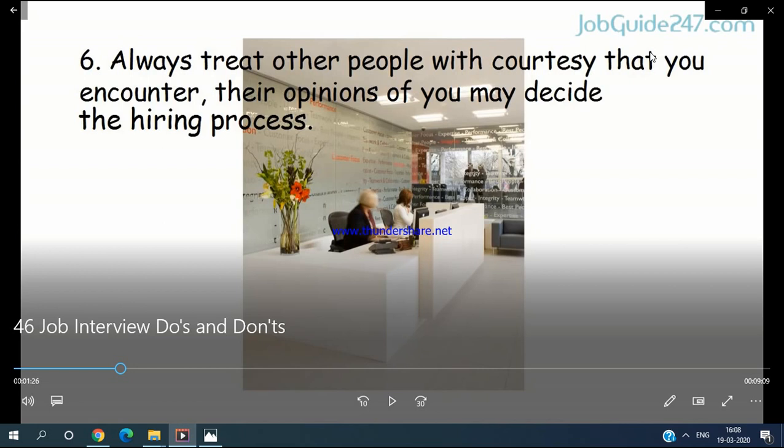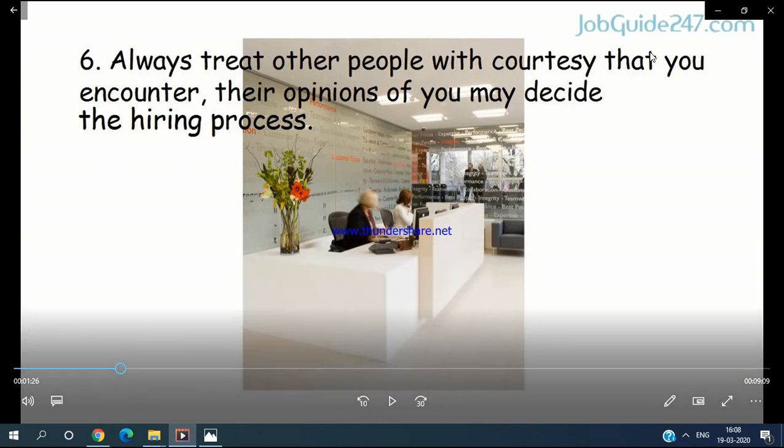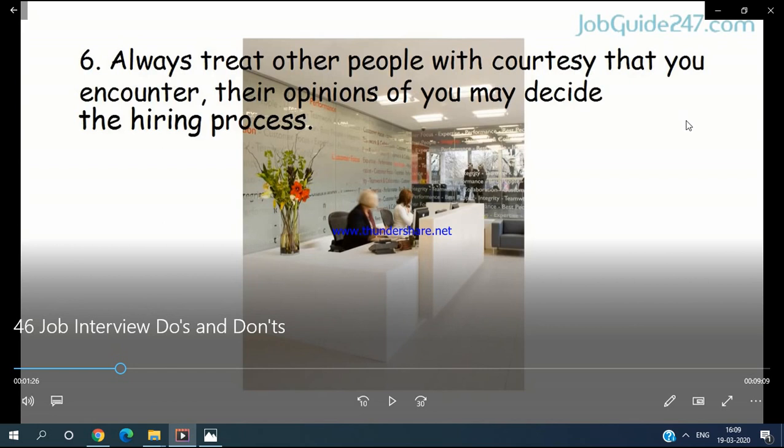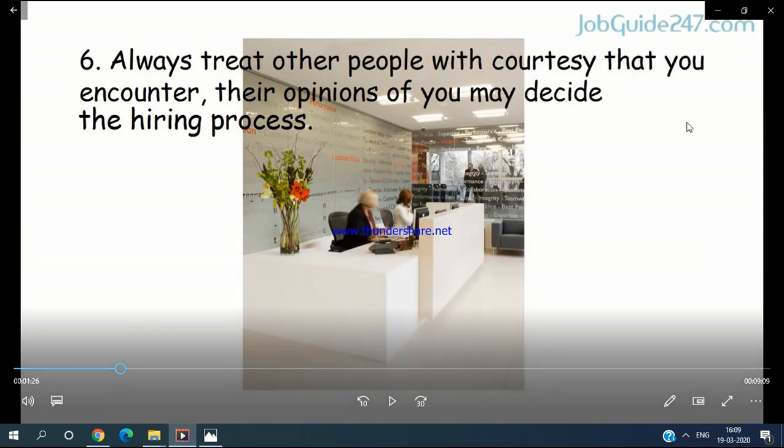Right? So always treat other people with courtesy that you encounter; their opinions of you may decide the hiring process. Very good. So whenever you go to the place for the interview, everyone is important in the office, whether the person is a security guard, a cleaner, a receptionist, a manager or the HR department. You have to talk with all the people very nicely, because you don't know where or by whom you will be judged in your office.